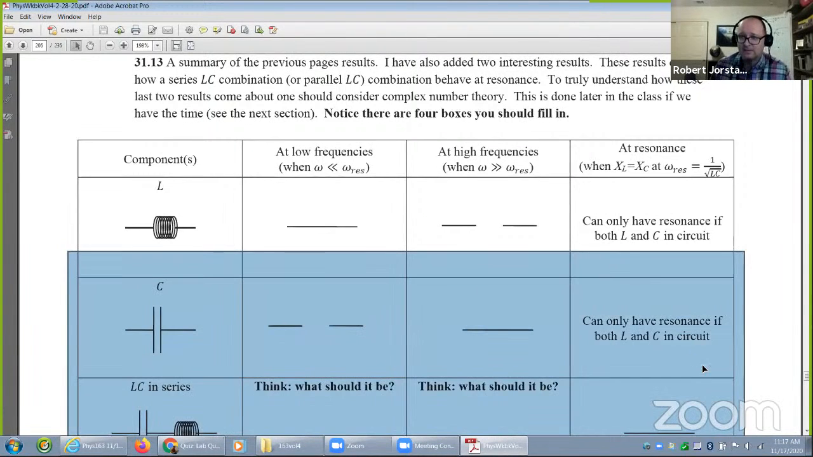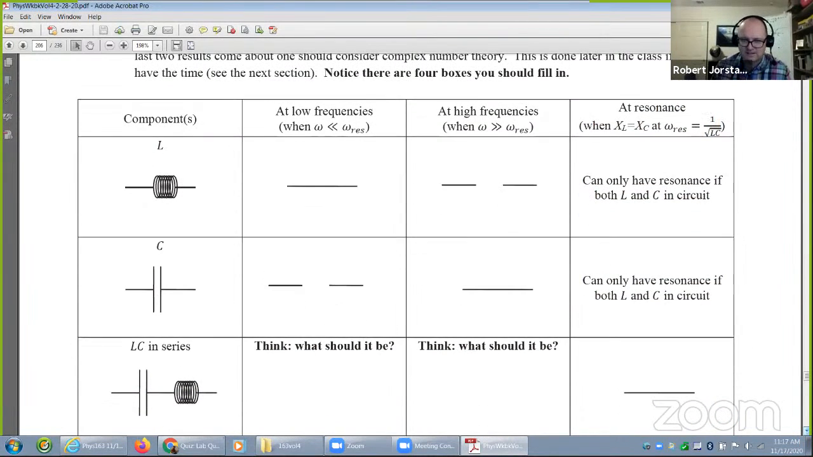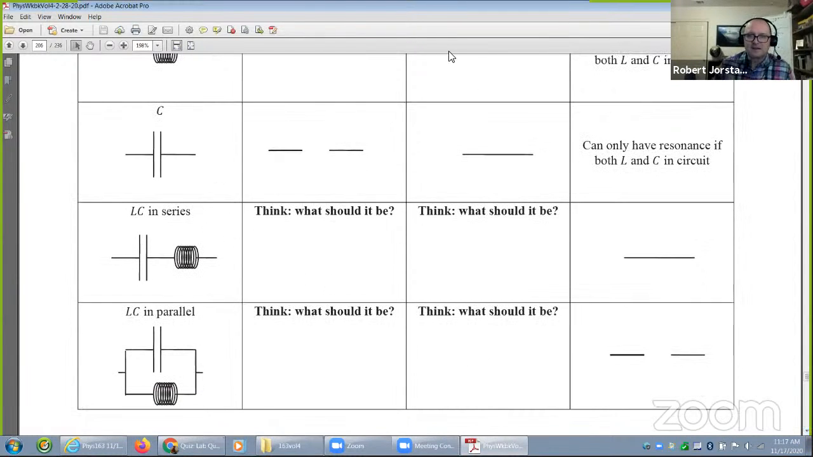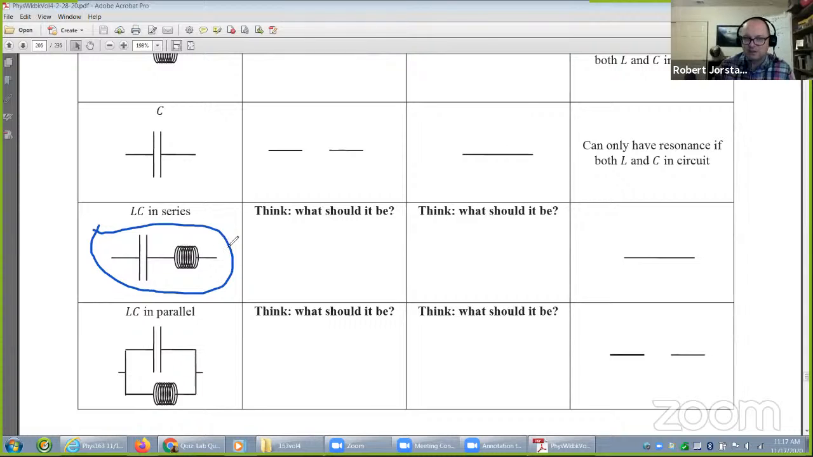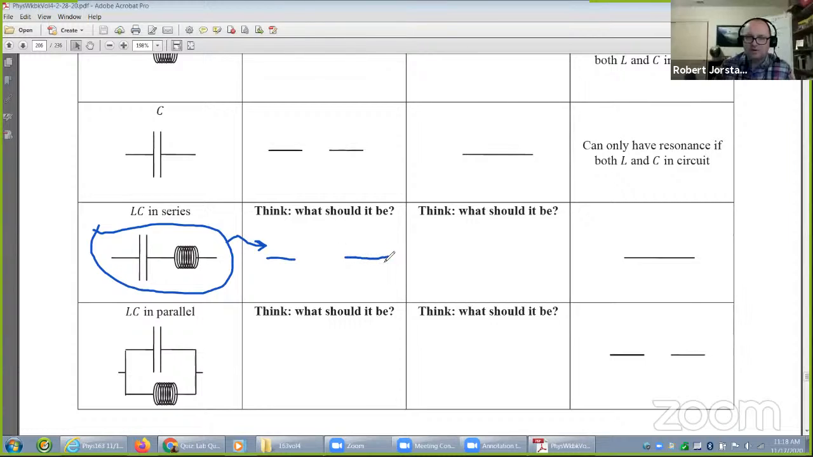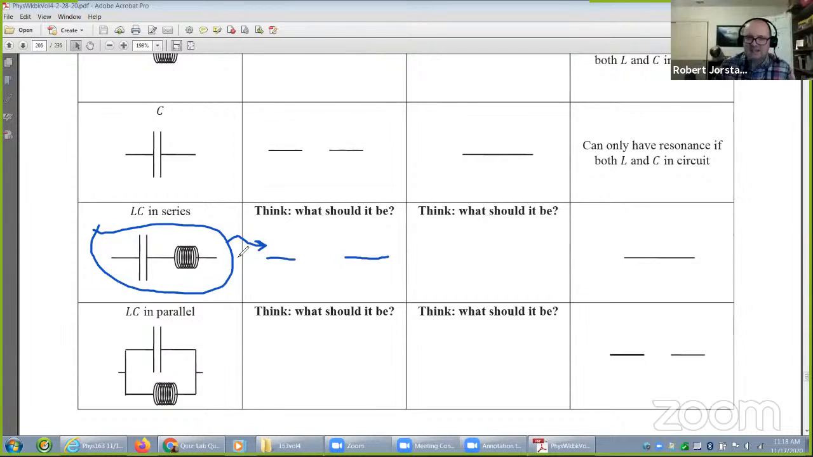Okay. Now, resonance only makes sense if you have both L and C. So let's go look at those two cases. So this is where things get interesting. Suppose you have both of these here in series. At low frequencies, what do you think this combination would look like? Would it look like a short or a break? It's a break. Why? At low frequencies, the capacitor breaks, so break either way. Exactly.